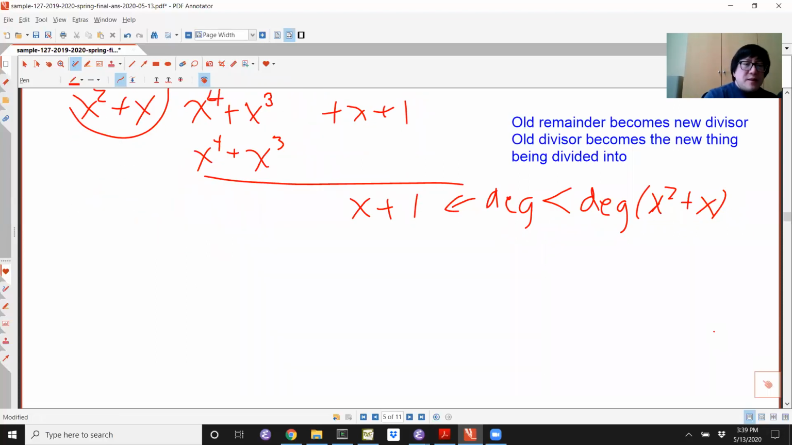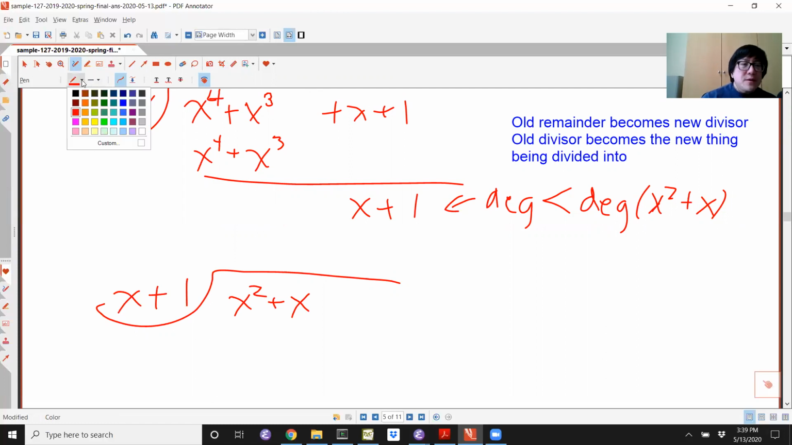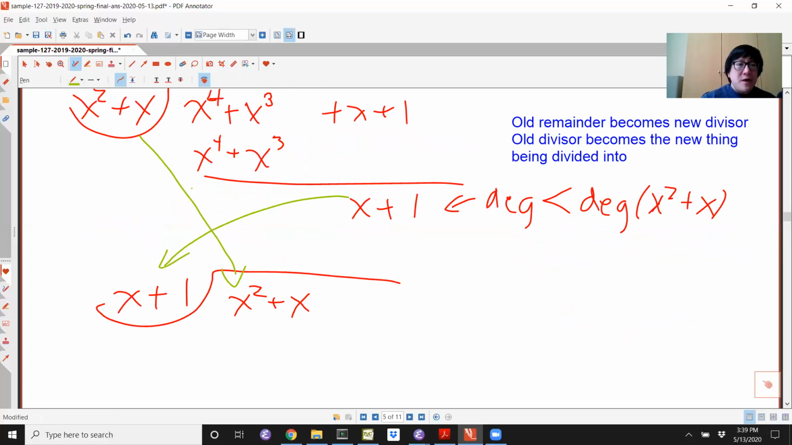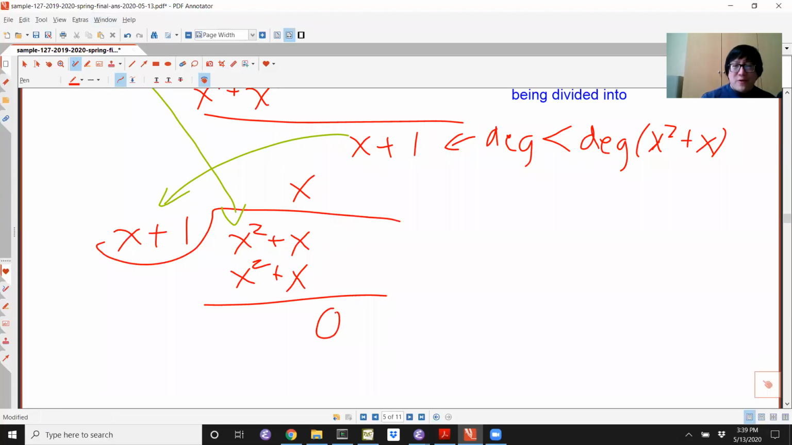And so now, like I said, the old divisor becomes the new thing being divided into, and the old remainder becomes a new divisor. So let me indicate that with green pen. All right, so now we do this again. So x plus 1 goes into x squared plus x. Oh, it just happens to go in exactly x times x squared plus x, as if this was sort of rigged to work out. Oh, thank God. I wasn't in too cruel a mood when I wrote this.